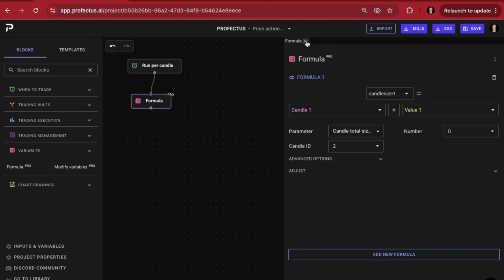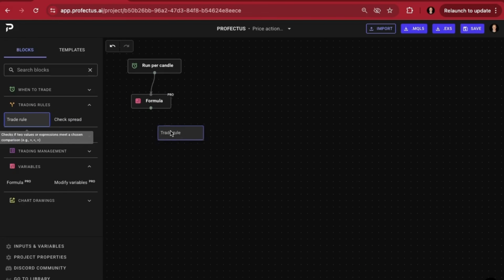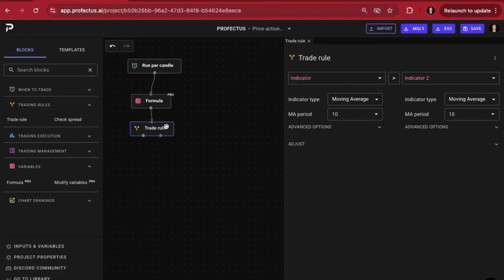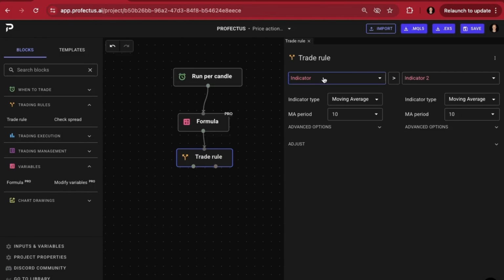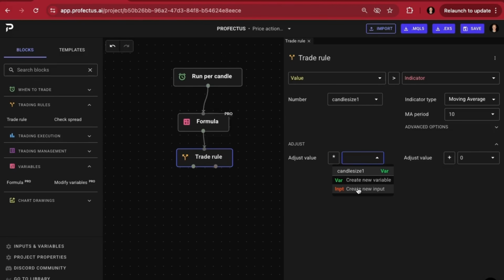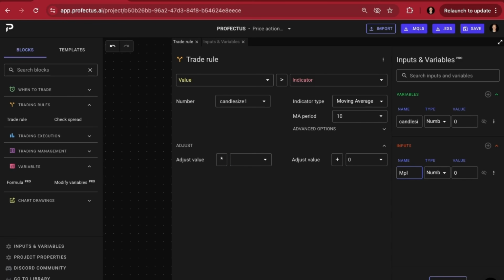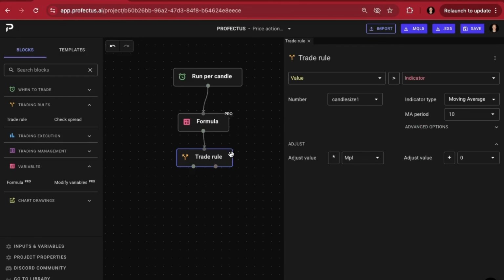Okay, close that one. Next, the trade rule block, one of the most used blocks we have on Profectus. Then we simply take the value block: candle size based on candle size of 1, adjusted by a multiplier we still have to define. So here, simply multiplying it by x, we create a new input. Let's call this input MPL for multiplier, and by default set it to 3. Now we can select it here, MPL. Again, we close that and go back to this block.